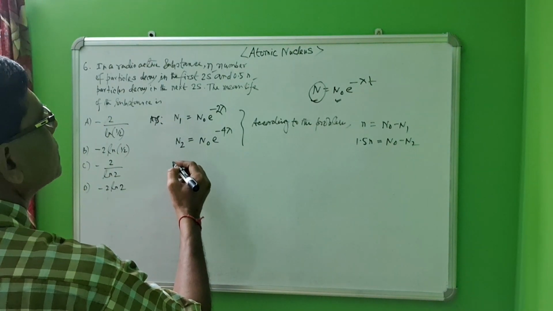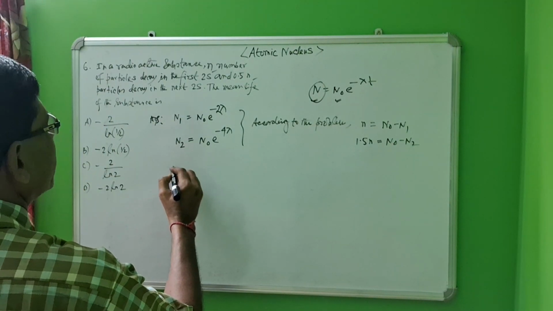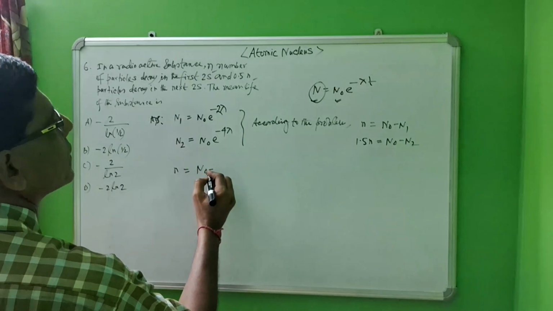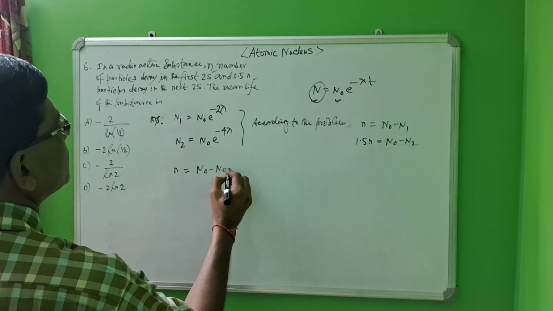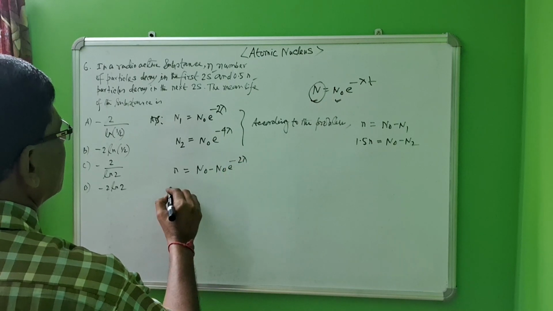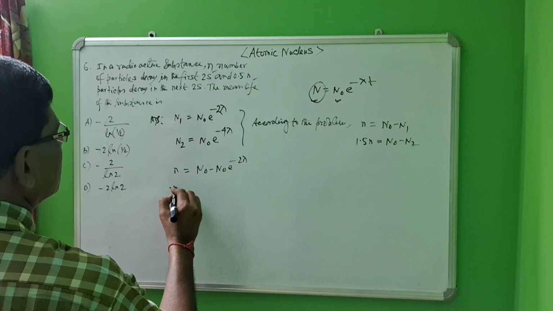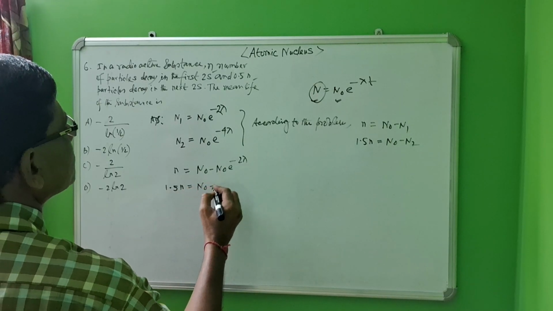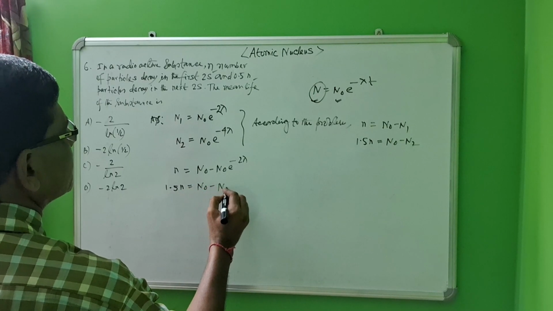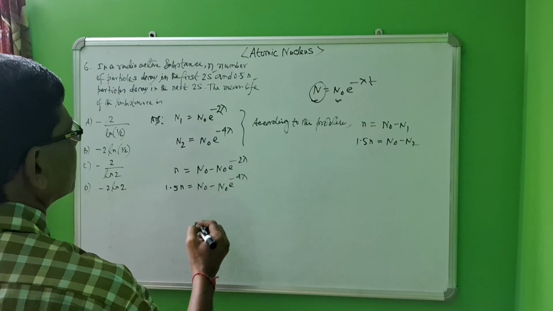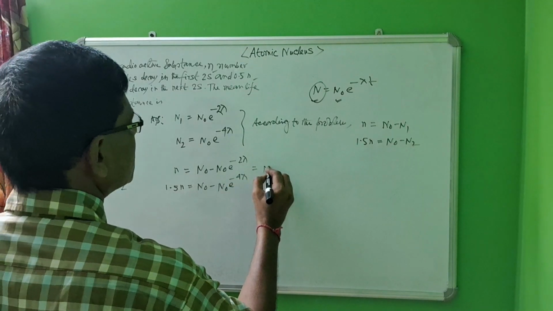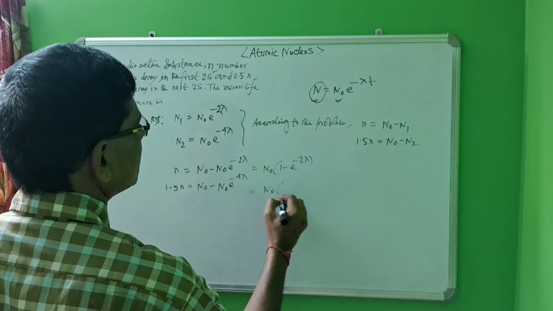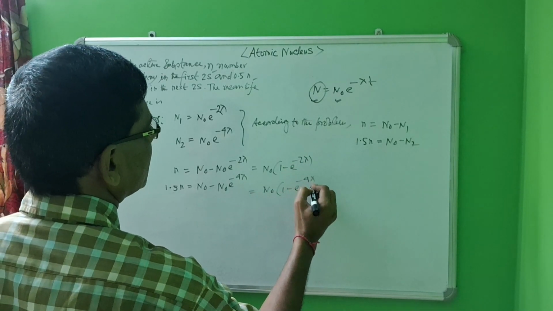So we can write n equals n0 minus n0 e to the power minus twice lambda, and 1.5 n equals n0 minus n0 e to the power minus 4 lambda. That equals n0 common, 1 minus e to the power minus twice lambda, and this is equal to n0 times 1 minus e to the minus 4 lambda.